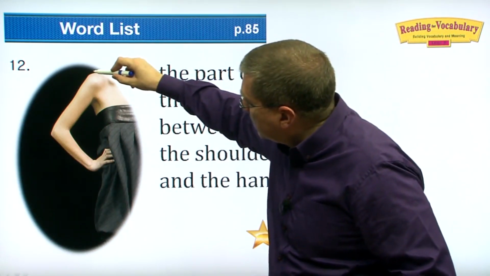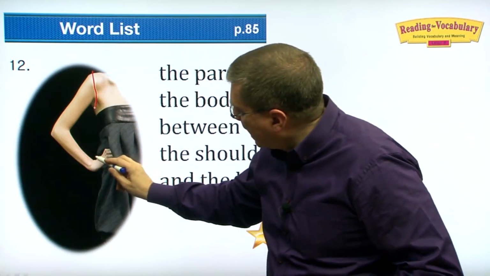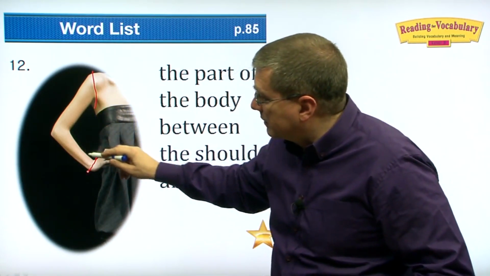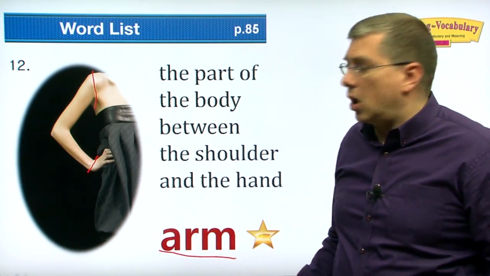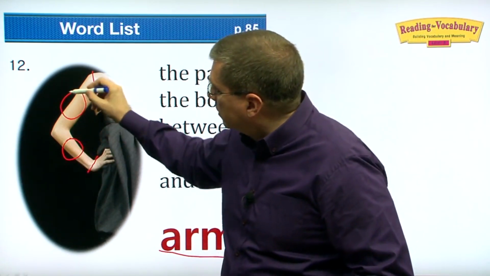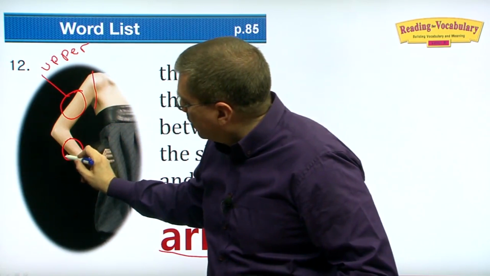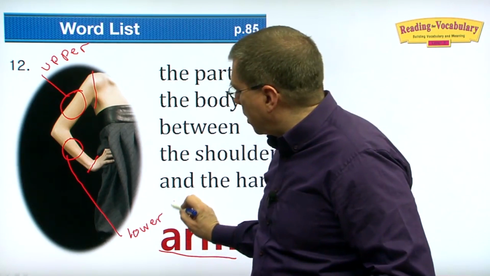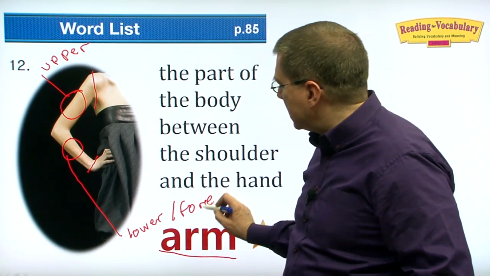So we're looking at the part of the body. Here's your shoulder here. And there's your hand down here. So we're looking at this part of the body right here. And as you can see, there's two parts, right? What do we call it? We call it the arm. The arm. Now, of course, you have an upper arm and a lower arm. So we can say this is the upper arm. Well, you could say this is the lower arm, but some people will also call it the forearm. Forearm. Yeah, that's an E, not a C.